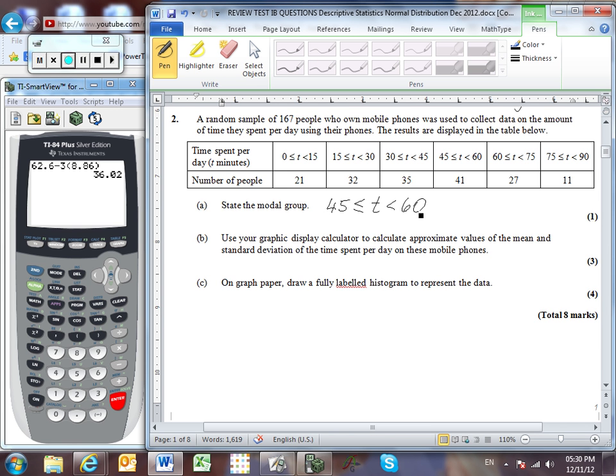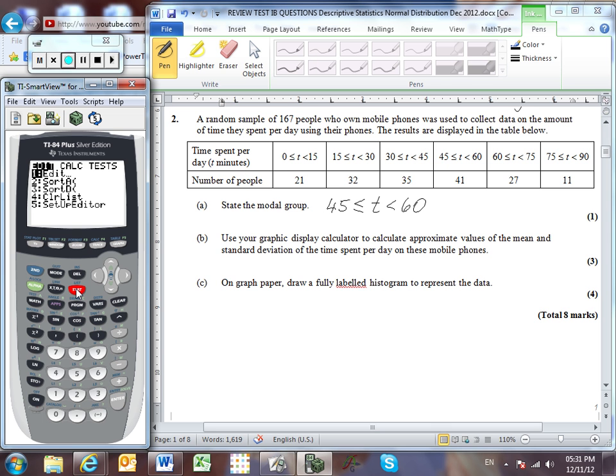Part B, we need to use our graphic display calculator to calculate approximate values of the mean and standard deviation, much like the previous question. So we'll go to Stat, Edit. Now I would like to clear these lists so I can enter new ones. So I'll scroll up until List 2 is highlighted, and I'll press Clear and Enter. And same thing, I'll go up to List 1 and clear and enter. If you press delete, the lists will actually disappear completely.